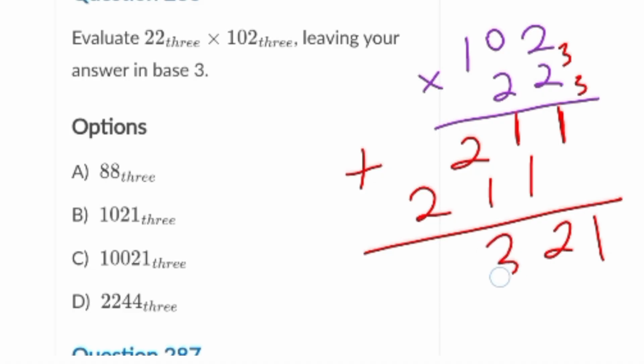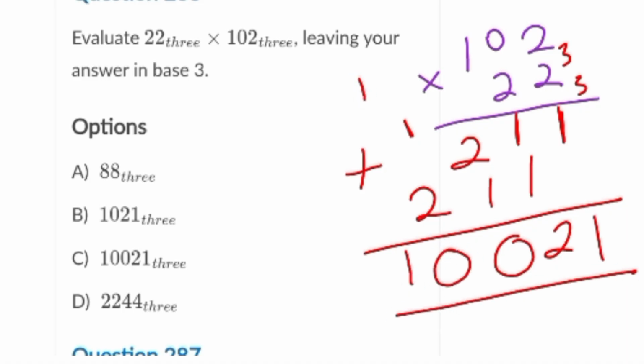You cannot write 3 here because you are in base 3. You understand? So when 3 divides 3, what will be the remainder? The remainder will be 0. How many times does 3 go inside 3? You carry 1. Then 1 plus 2 will also give you 3, but you cannot write 3 here. So when 3 divides 3, what's the remainder? That will give you 0. How many times will it go? 1. Bring that 1 here. The answer will be 10021. So you can see it from here.